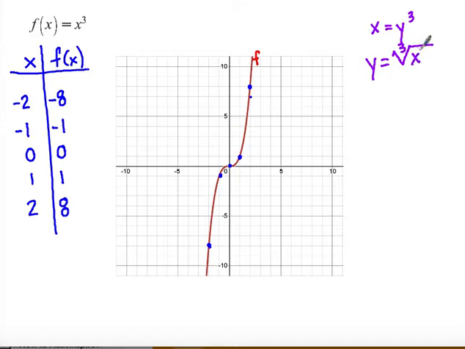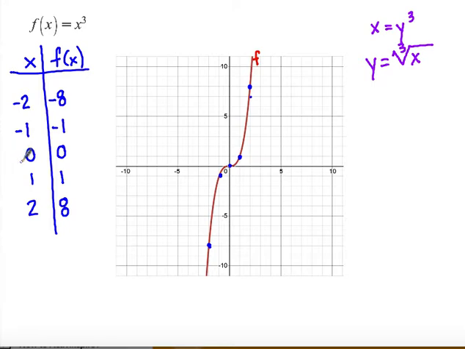Now, when we had limitations with square root, that was because we could not square root negative values. But you can cube root a negative value because there are values that I can multiply by themselves 3 times and give me a negative value, like negative 2 times negative 2 times negative 2 would give me negative 8. So I can cube root a negative value.